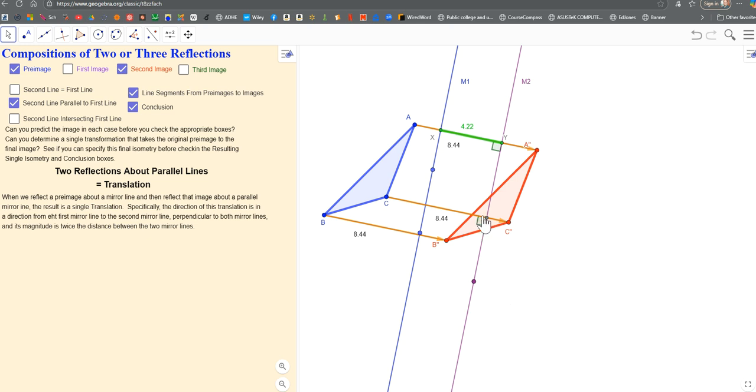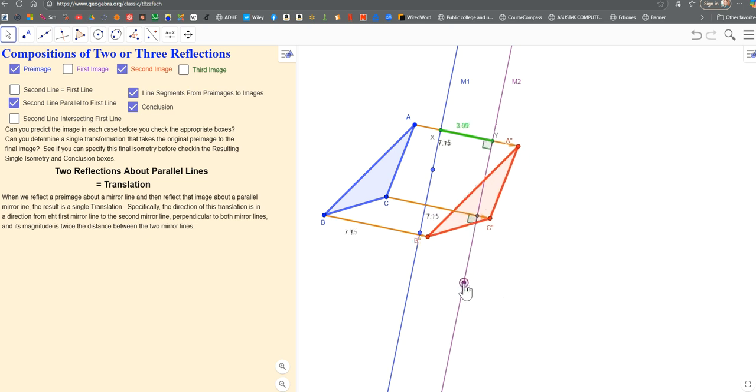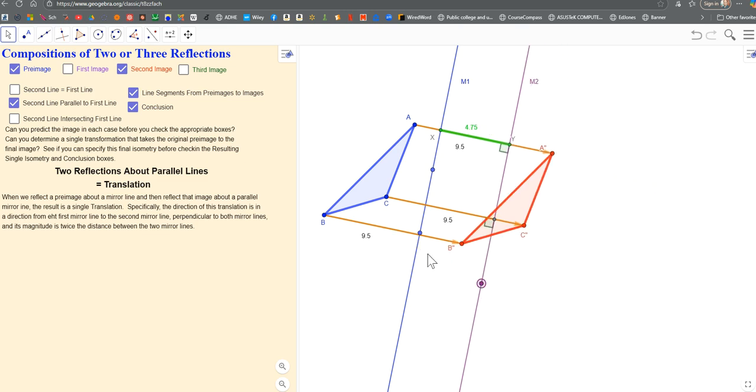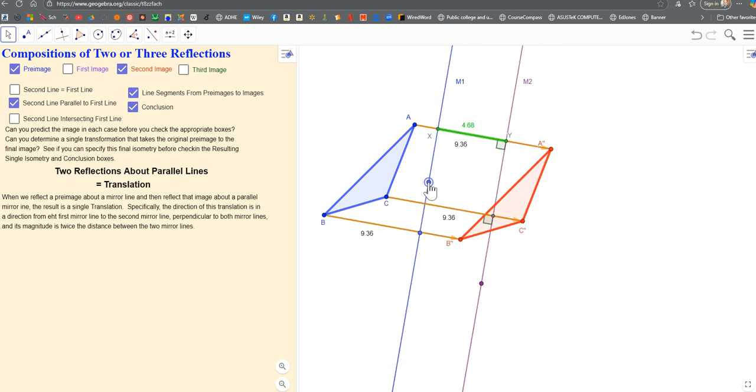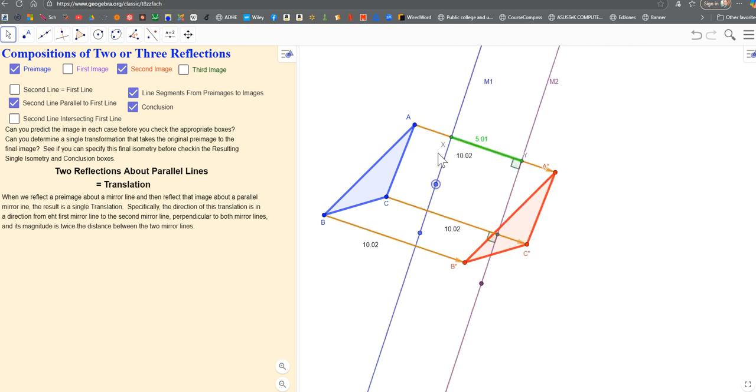Well, what do you notice here? If I change this up, what happens? What happens when I change up the mirror line here? Do you notice that the vector is always perpendicular to the mirror line?